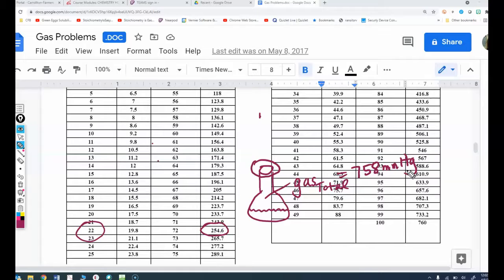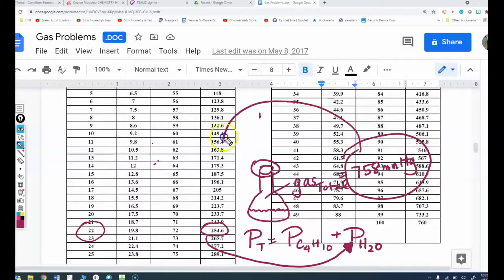But you have learned about Dalton's law, and Dalton's law said that the total gas pressure is equal to the summation of the partial pressures of the gases. So we have the butane gas, which is C4H10, and we have the water vapor, which is H2O. And we just found out that the water vapor pressure is 254.6 millimeters of mercury. And we were told the barometric pressure in this laboratory was 758 millimeters mercury. What you need to find for your data table is this partial pressure. So you might already be able to see that I'm going to have to subtract.